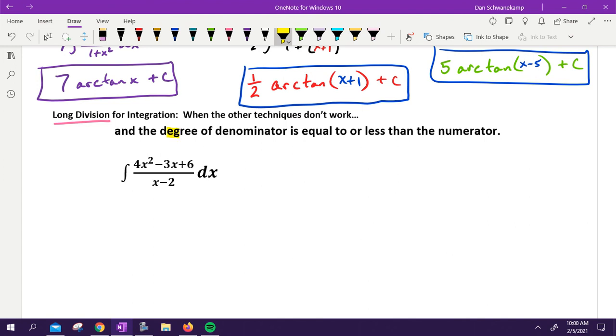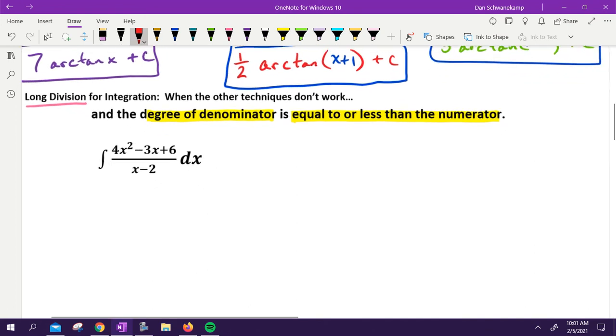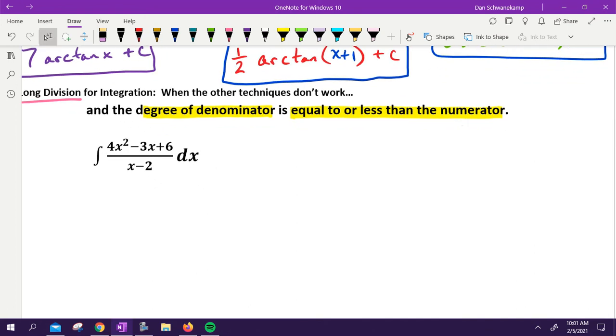The degree of the denominator is equal to or less than the numerator, and the other stuff didn't work. So the bottom is the same or less than the top. We look at this. If we were to pick U sub, what would you make your U? The top. Would the derivative of that cancel with x minus 2? No, it's not a U sub question. So then the next thing I need to do, it's definitely not arcsine arctangent. It looks nothing like that. The next thing I'm going to do is long division.